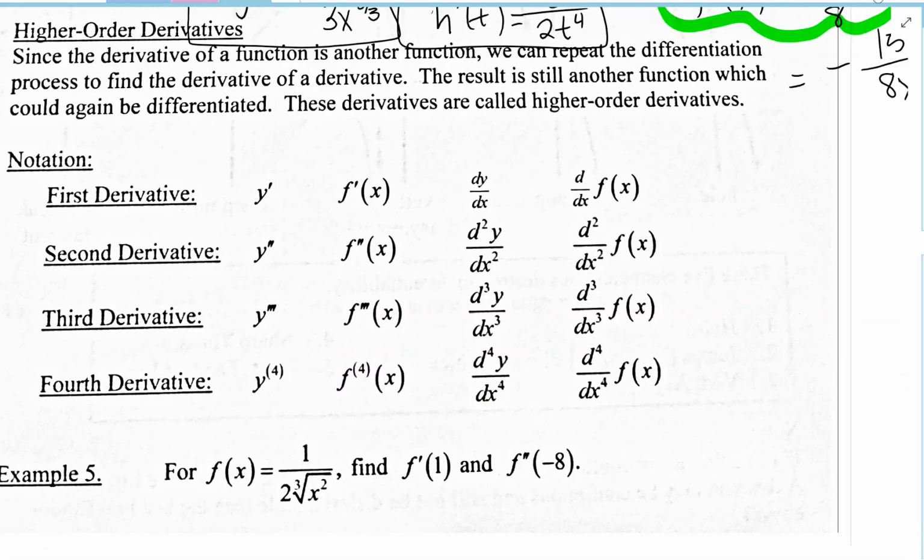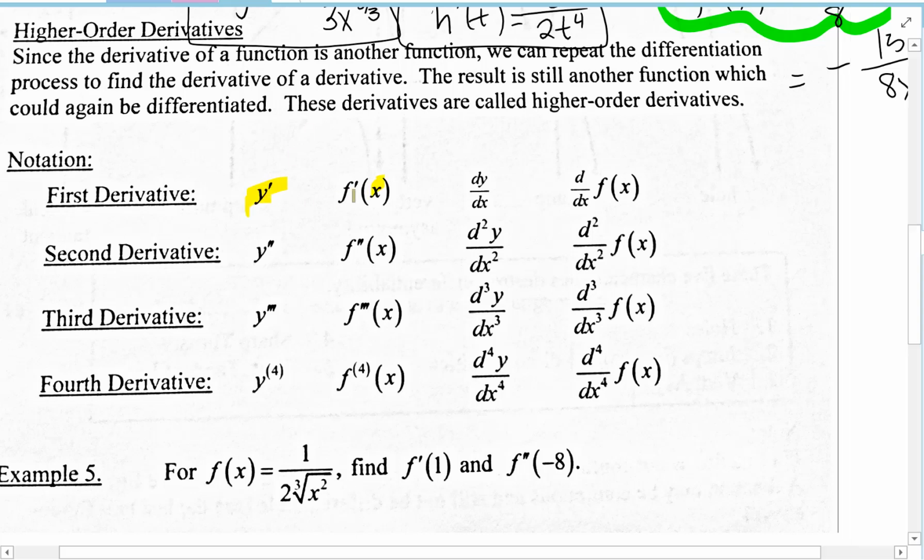Since the derivative of a function is another function, we can repeat that and repeat that and repeat that. The result is still another function, which could again be differentiated. These derivatives are called higher order derivatives. So the first derivative we see here, y prime, f prime of x, dy dx, differentiate with respect to x, f of x. Then we have the second derivative, y prime prime, f prime prime of x, the second derivative with respect to x, and so on.